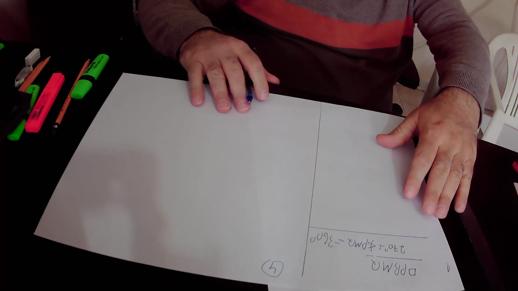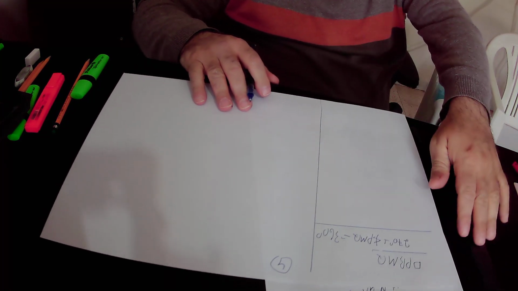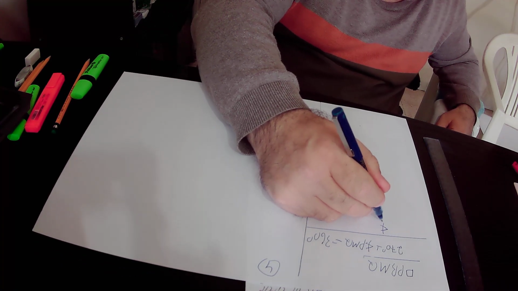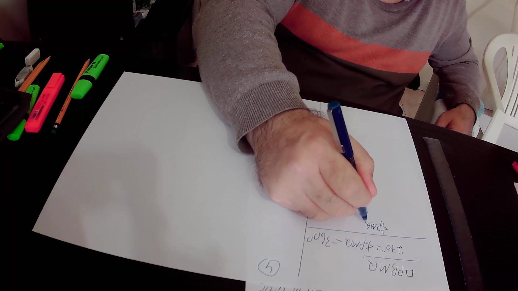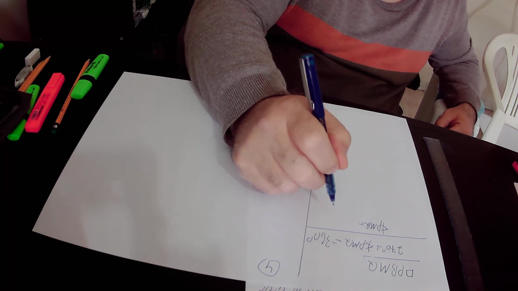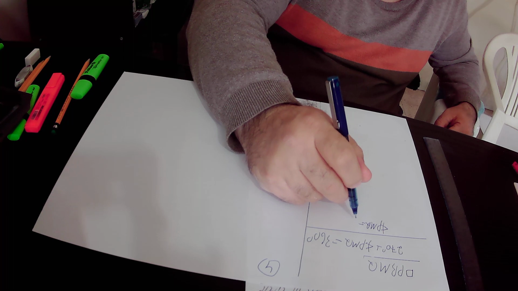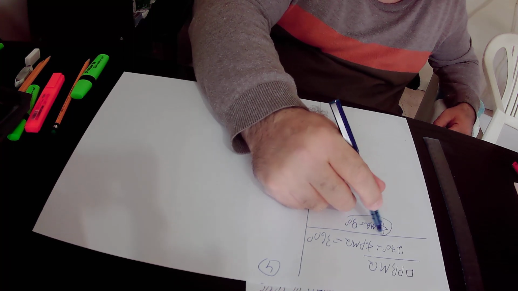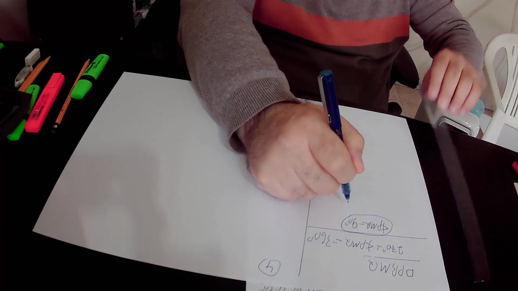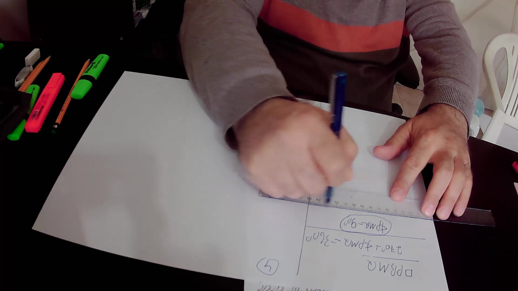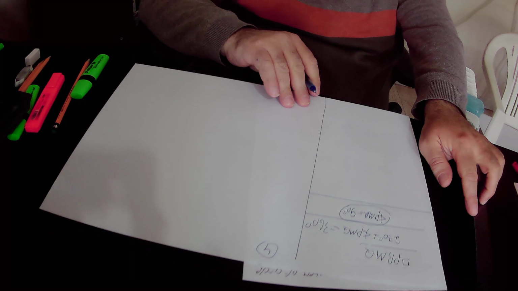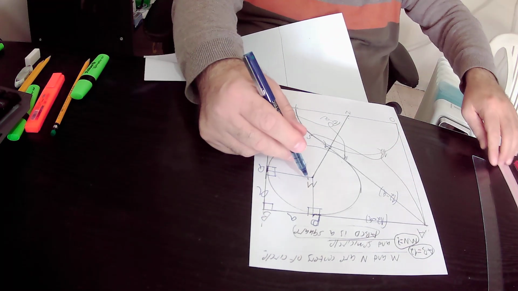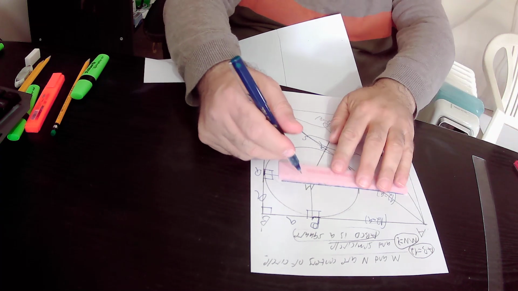Here we will subtract 270 degrees from this equation, and we'll get that the missing angle PMQ is equal to 360 degrees minus 270 degrees. It is 90 degrees. So we found out that the missing angle here, angle PMQ, is equal to 90 degrees.